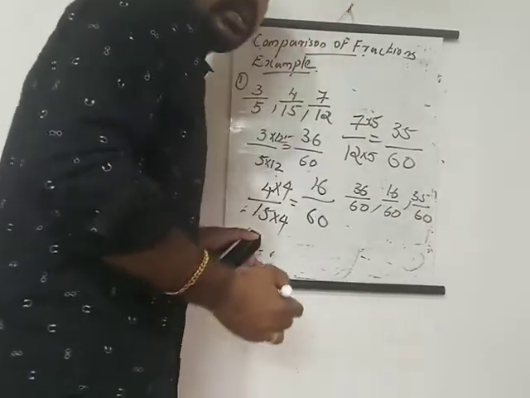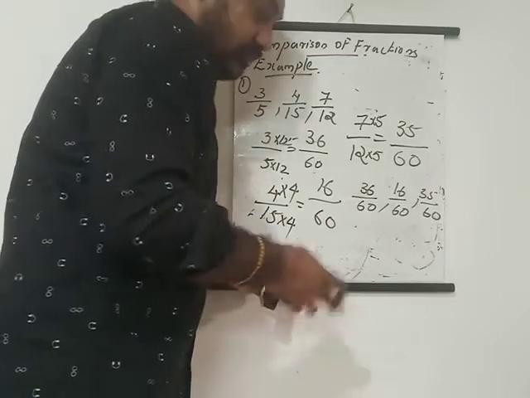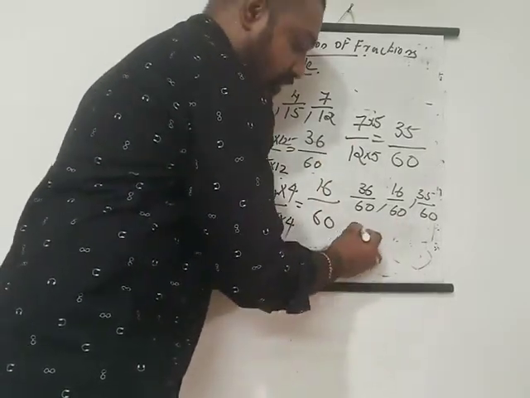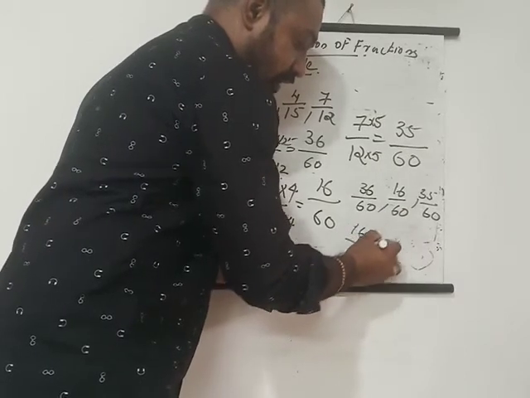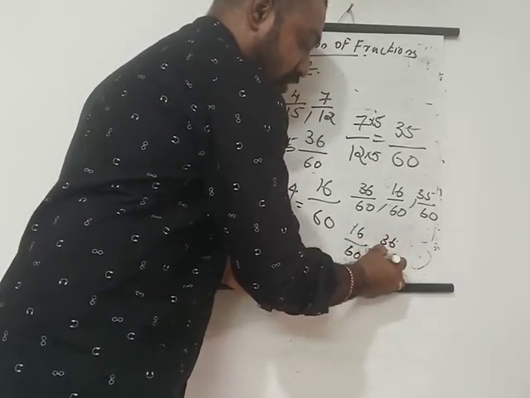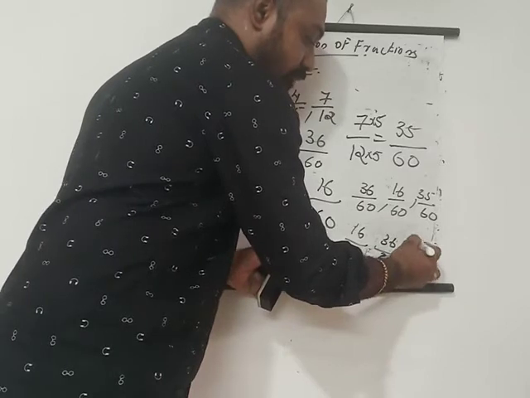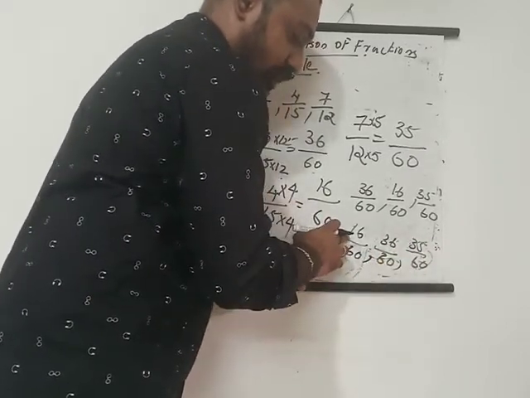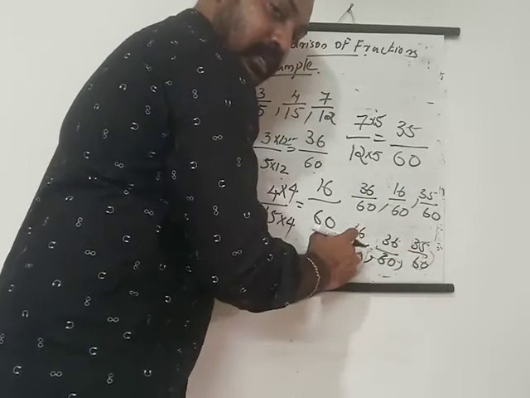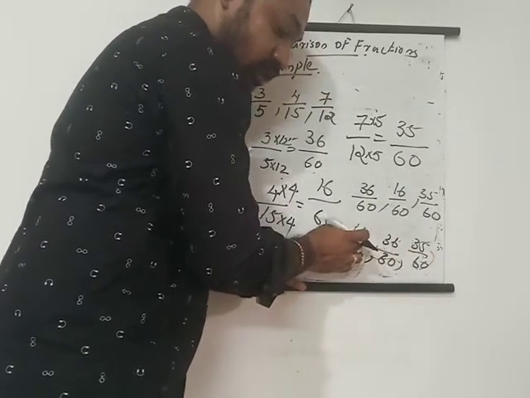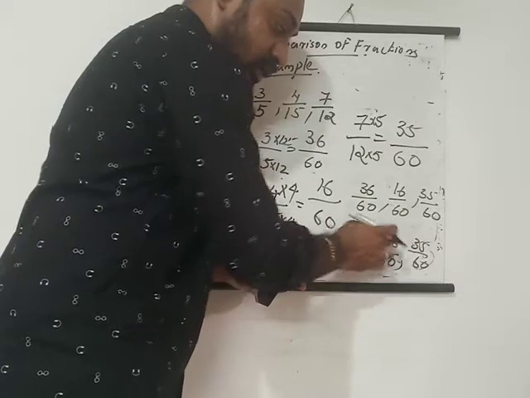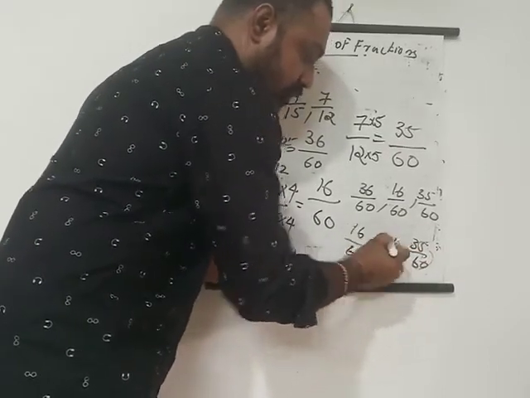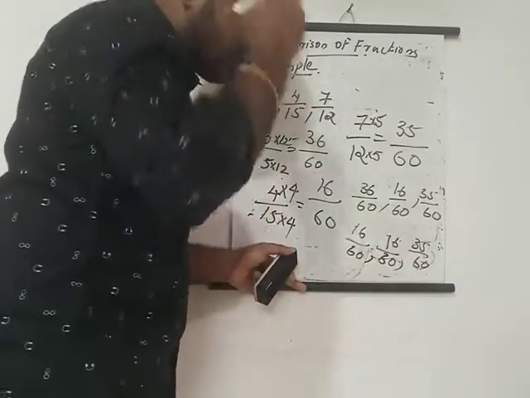What was our question? We need to write in ascending order. That means which one will come first? 16 by 60, then 35 by 60, then last 36 by 60. So this is our answer. Understand? Now the denominators are same, so we can compare. The one having the lower numerator is small, and the one having the bigger numerator will be the biggest one.